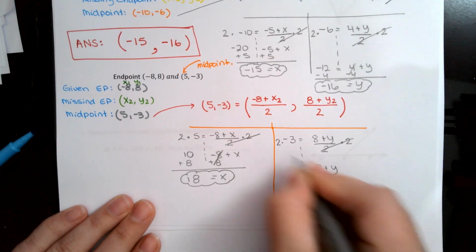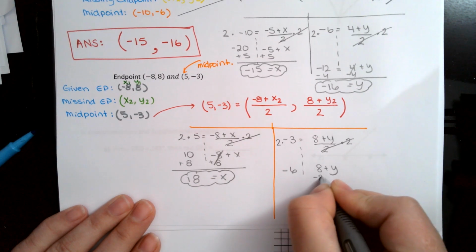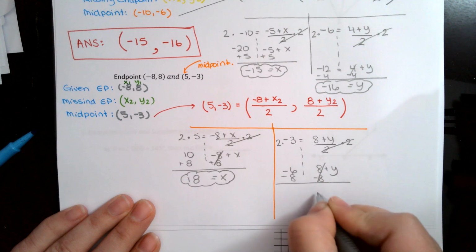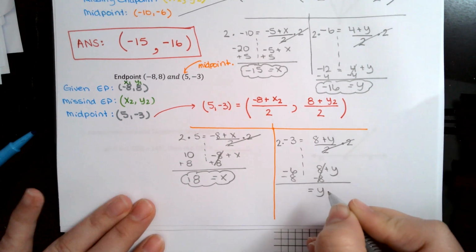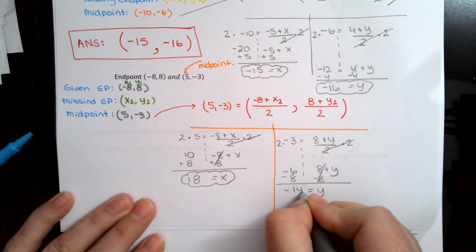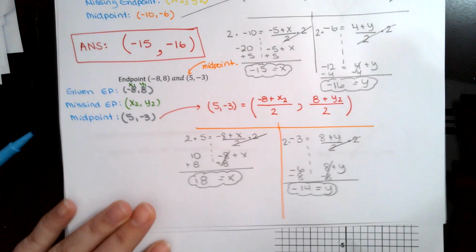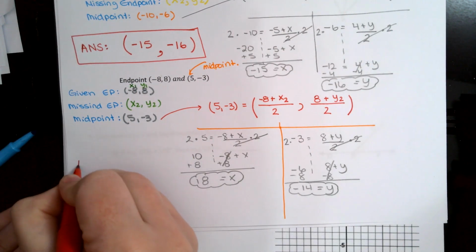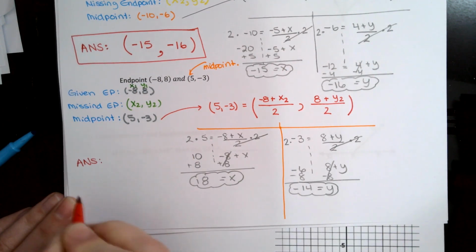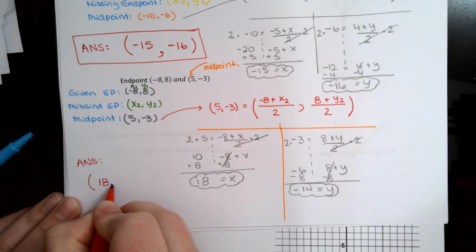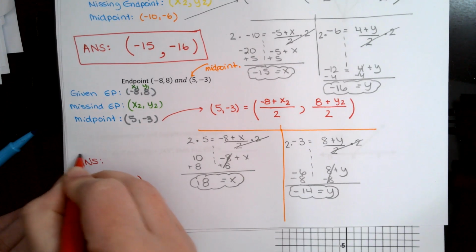8 plus y is on this side. We get -6. Subtract 8, subtract 8. So 8, 9, 10, 11, 12, 13, 14, negative here, so y is -14. And again, that's not our answer. Make sure to write your answer in the correct format. What's our x? 18 positive, comma, -14 for the y.